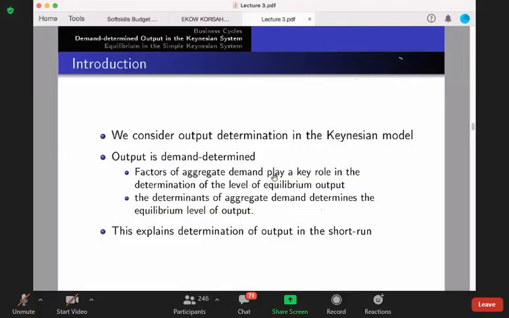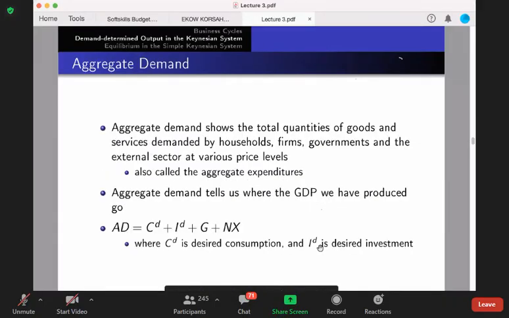Now let's look at the factors of aggregate demand. They play a key role in the determination of the equilibrium level of output. This explains fluctuations and the determination of output in the short run. In the next slide, you see exactly what we are talking about. Aggregate demand shows the total quantities of goods and services demanded by households, firms, governments, and the external sector.